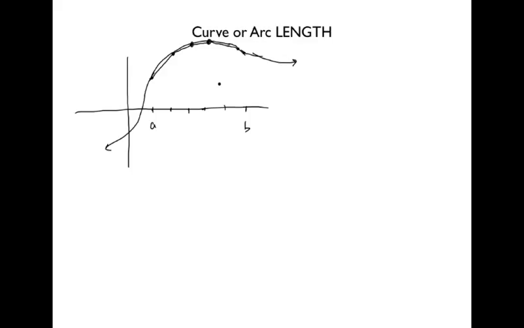All right, so we're going to call the whole length of the arc S. So S is the length of f, say this is f, from x equals A to x equals B.